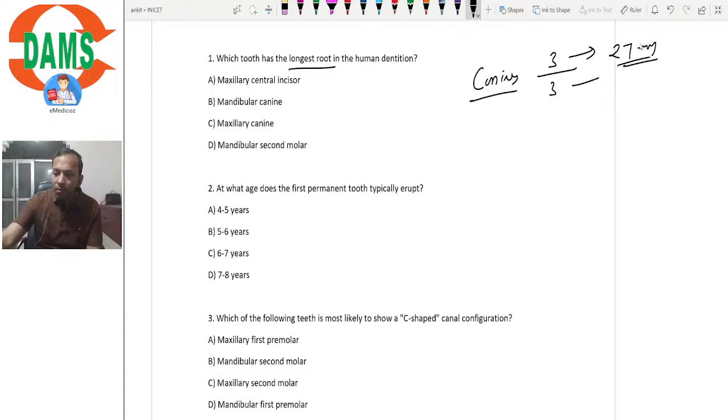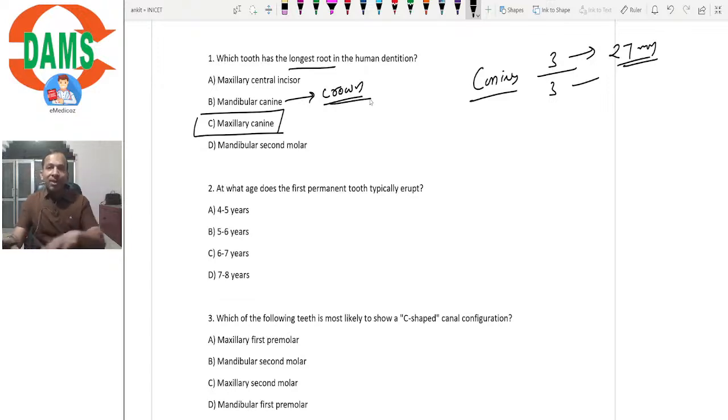Also, the root of the maxillary canine is longer and the crown of the mandibular canine is longer, right? So when the question is based on the crown, then it is the mandibular canine, and when it is about the root, then it is the maxillary canine. When it is the entire length of the tooth, then it is again the maxillary canine, right?